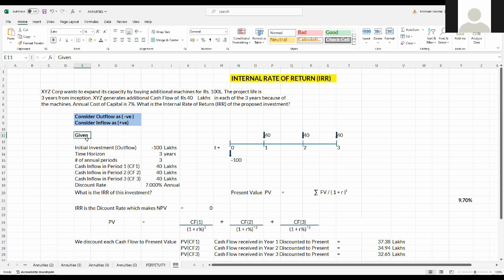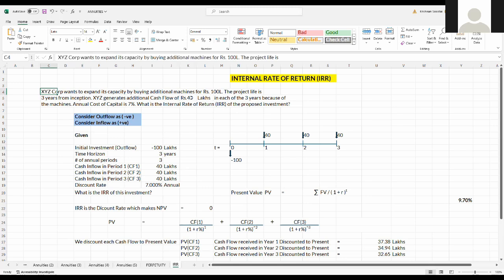Now you have a problem here. XYZ wants to expand its capacity by adding additional machines worth 100 lakhs. The project life is 3 years from inception, and it generates an additional cash flow of 40 lakhs in each of the years. Annual cost of capital is 7%, or in other words, the discount rate is 7%. What is the IRR of the proposed investment?